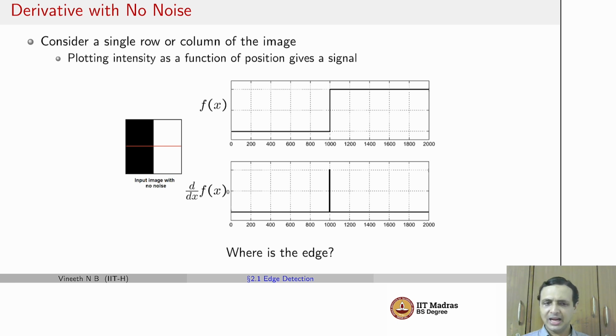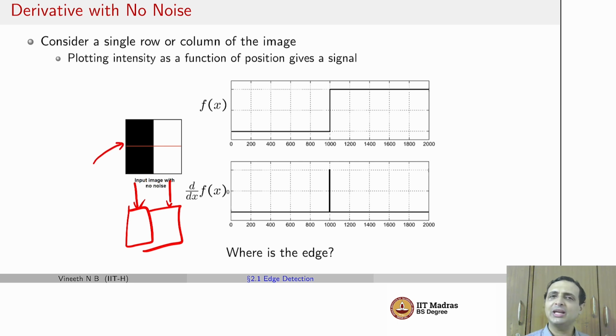Now let's again take this example of a single row in an image. So let's assume now that the image is slightly changed. We have a black patch followed by a white patch. That's what we have here. And now let's take one particular row. We are taking one particular row just for simplicity of understanding. You could have taken the full image too, just that the figures on the right would have looked more complex.